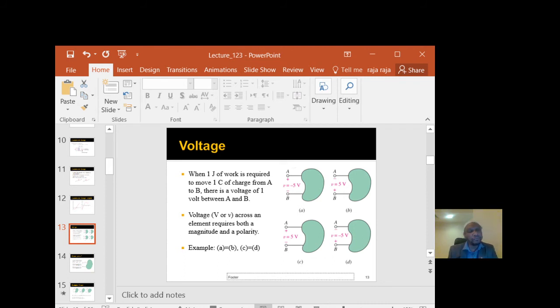Now the second point they mention here: the voltage, capital V or small v, across an element requires both a magnitude and a polarity. For example, they give 4 figures here: figure A, figure B, figure C, figure D. Now compare figure A with figure B: are they equal or not?